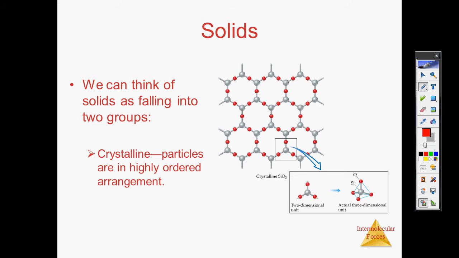Oh, good. 0.25 milligrams. We can think of solids falling into two groups. Crystalline: particles that are highly ordered in arrangement. I'm going to touch on this. Basically, all you need to know is unit cell. Then I'm going to hit covalent network solids. You do not need to know that, but this is really going to be like a 2-minute vignette.